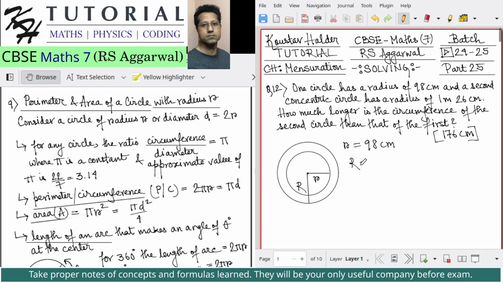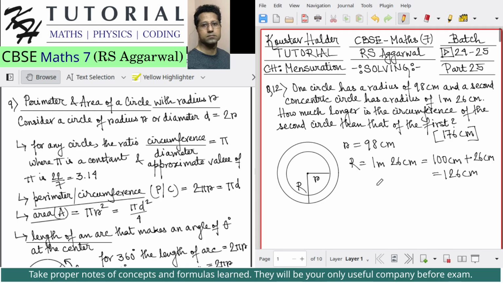So capital R is given as 1 meter 26 centimeter, and it is asking how much longer. Since the second circle has a larger radius, it will be a bigger circle. So definitely the circumference of the second circle will be more. So the radius of the second circle is 1 meter 26 centimeter, which is equal to 100 centimeter, since 1 meter is 100 centimeter, plus 26 centimeter. So which is equal to 126 centimeter.